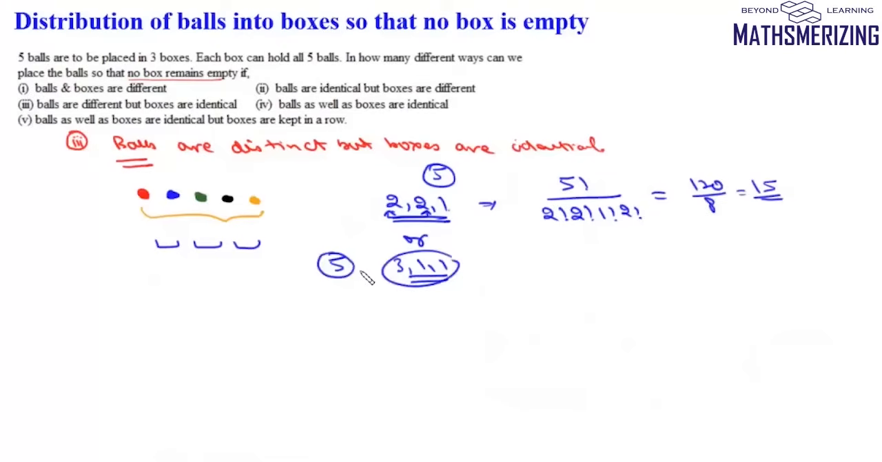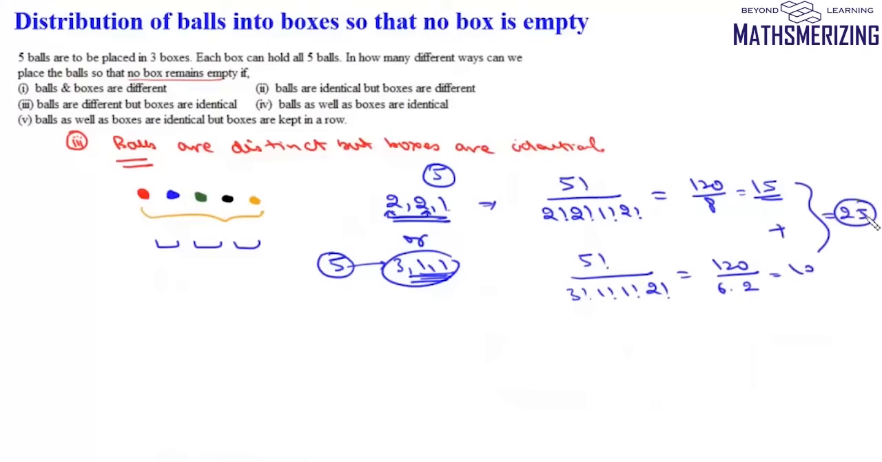In the same way, we need to distribute 5 objects in groups of 3, 1, 1. So it will be factorial 5 divided by factorial 3, factorial 1, factorial 1, and since these two are identical, we again divide by factorial 2. So it will be 120 divided by 6 into 2, which is 10. So it will be simply 15 plus 10, and that is 25. So the number of ways of distributing 5 distinct balls in 3 identical boxes is 25. This problem is actually a distribution problem, which we generally study in combinations, distribution into non-distinct groups.